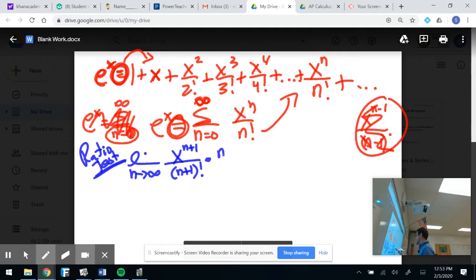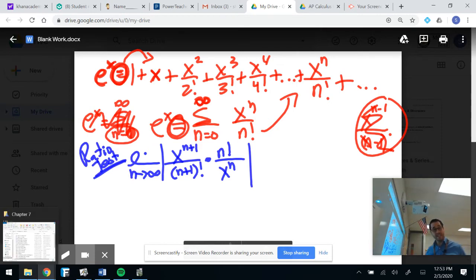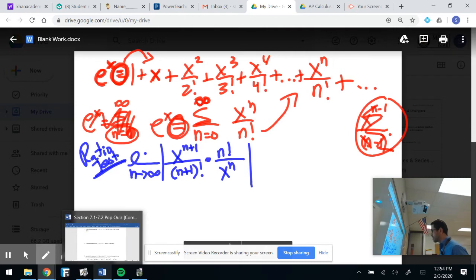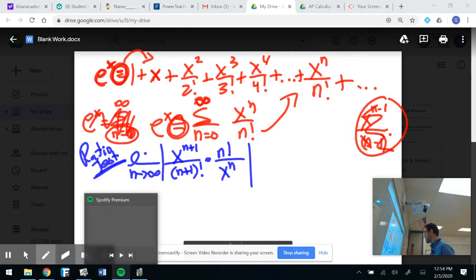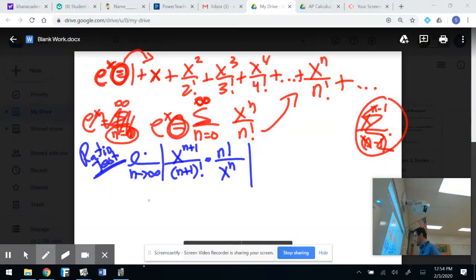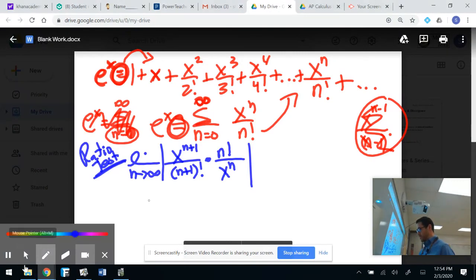I'm going to save a step, since we just did all that, and already multiply by the reciprocal. Remember, we have absolute values there, and the ratio test tells me if the limit is less than 1, then it converges. So let's go ahead and do this work. Pop quiz coming up. Let's go. So we got equals, equals.